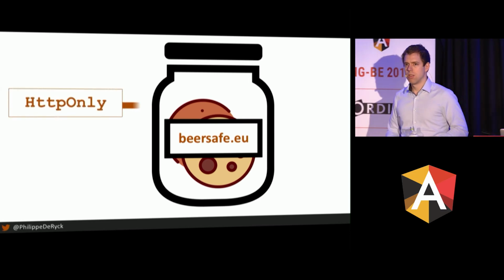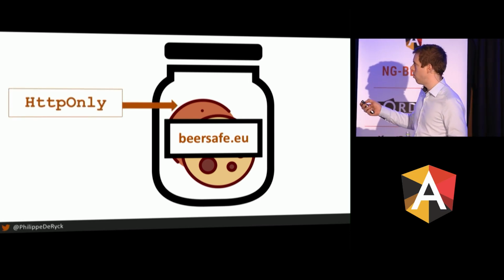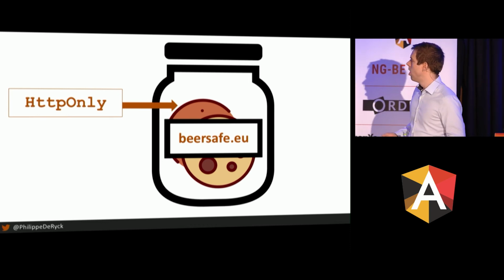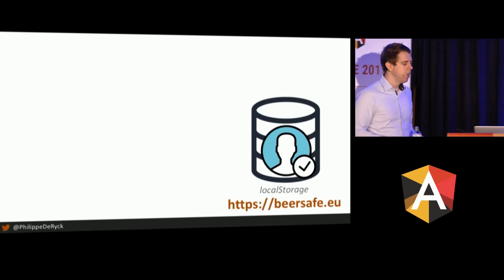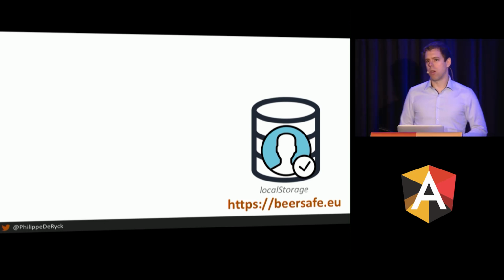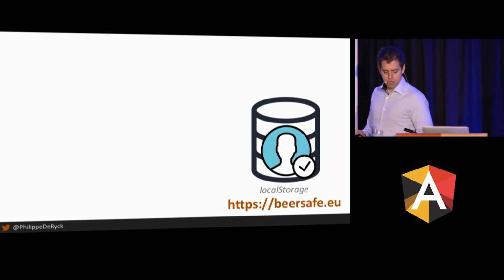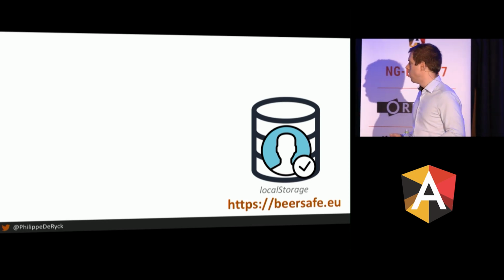Cookies are stored in a cookie jar, which is represented like a real jar here. So essentially, you have cookies that are associated with the domain. You can mark them as HTTP only, and then you're good to go. This is the easy part. The browser does everything for you. If you want to use the authorization header, then you'll have to do things yourself.